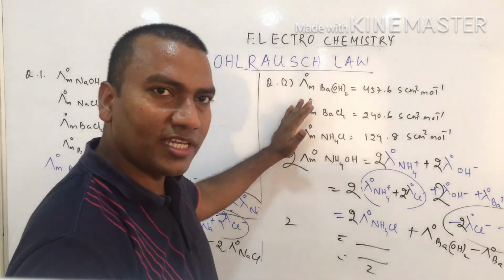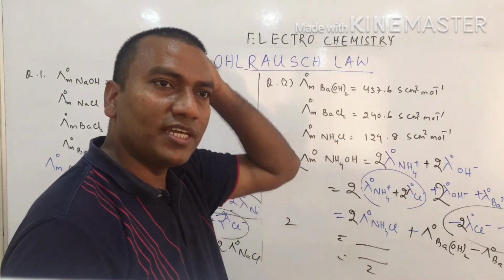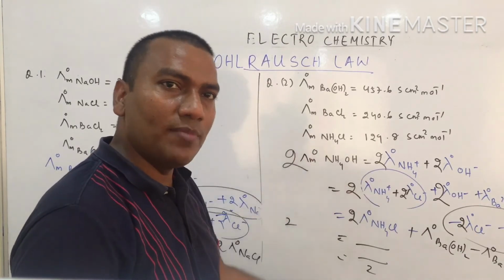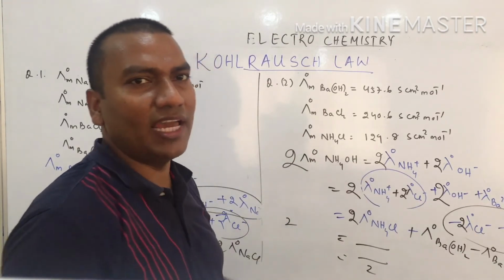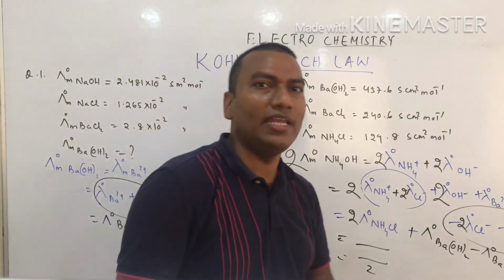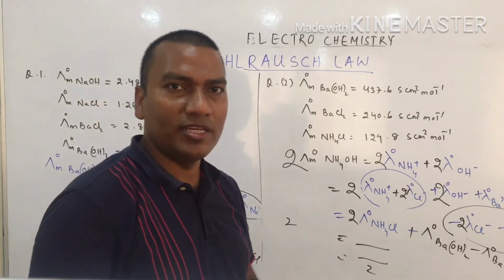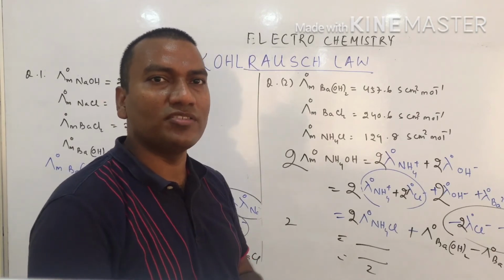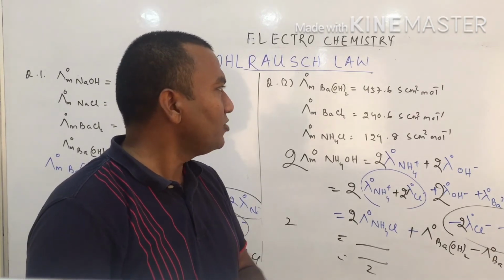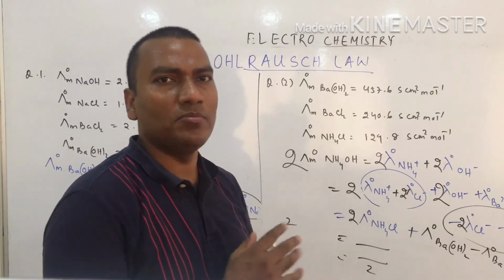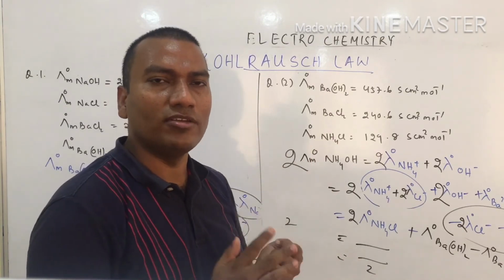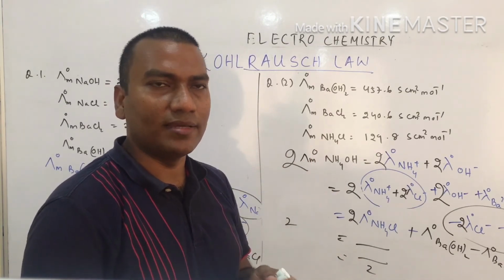Like these questions are coming, and also other questions, for example, lambda m given and lambda m naught given, calculate alpha. So directly alpha equals lambda m by lambda m naught. Find Ka. So K equals C alpha square by 1 minus alpha. Alpha we know, C is the concentration, molarity will be given. So these are very, very important for our exam as well as for the entrance exam.